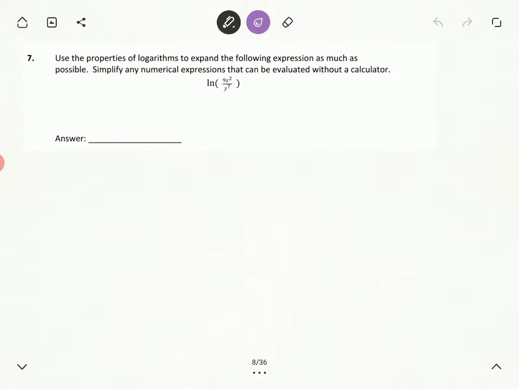So we can rewrite this as the ln of 9x squared minus the ln of y to the 7th. Okay, but we also have a product over here. And multiply means you're going to be adding. So we're going to do ln of 9 plus ln of x squared minus ln of y to the 7th.